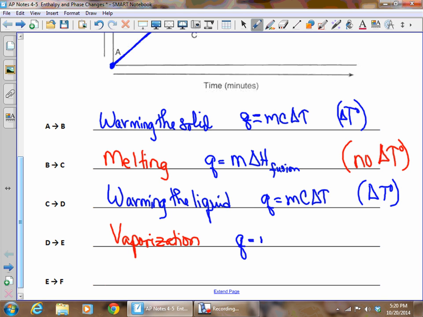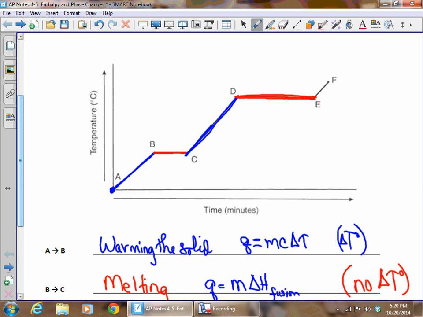Now, the difference is we don't want the heat of fusion this time. We want the heat of vaporization in this case, usually abbreviated as ΔH sub vap. Again, it's because there is no temperature change at this point. And finally, our last range on this graph as we go from E to F is where we're warming up the gas, and we're just continually heating the gas.